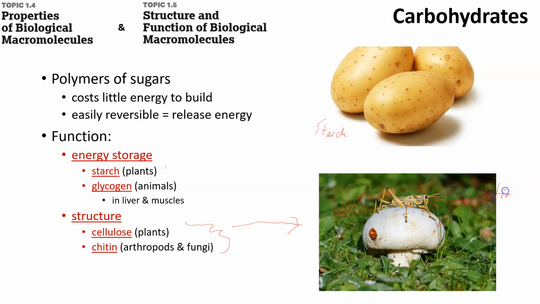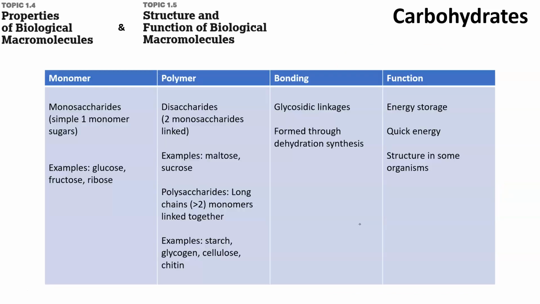These are complex polysaccharides, and they make up the structural components of both of these organisms. So I just thought it was interesting because you have it all in one picture here. You have a mushroom with insects or arthropods around it, and cellulose in this plant matter all around everything.